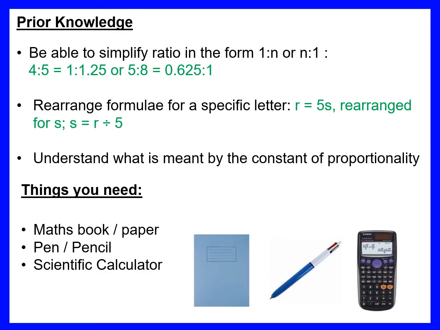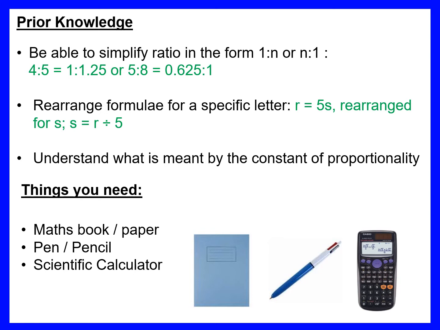So again, let's check our prior knowledge before we start. We should be able to simplify ratio into the form 1 to n and n to 1. I've given a couple of examples there. You also really do need to be able to rearrange a formula for a specific letter. So we're going to do quite a lot of that today. For example, if r equals 5s and we want to rearrange it to make s the subject, we would divide both sides by 5, giving us s equals r divided by 5.